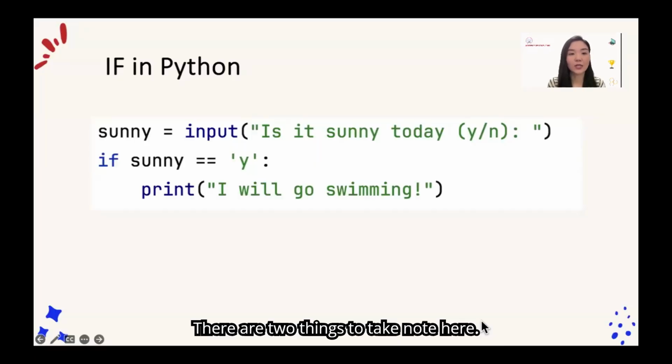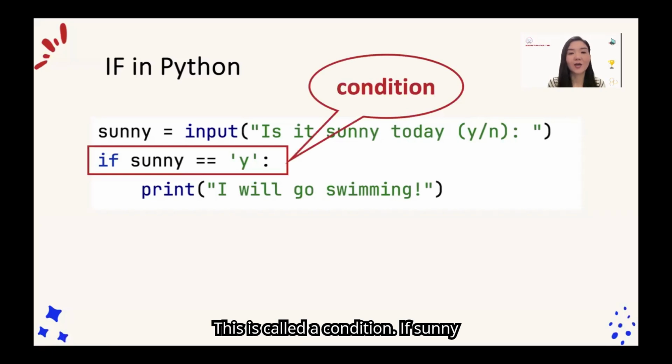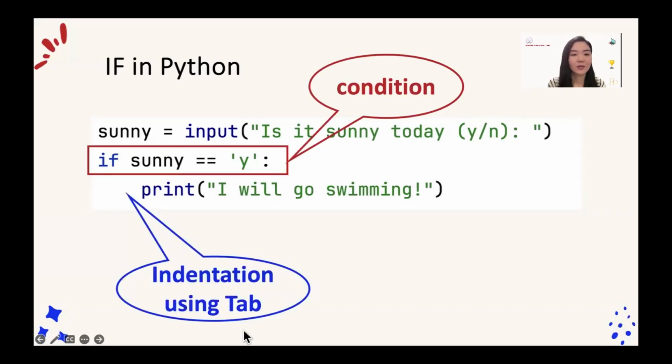There are two things to take note here. This is called a condition. If sunny equal to yes, that's a condition. See this print, there's a tab in front. It means that we only do this line if sunny equal to yes.